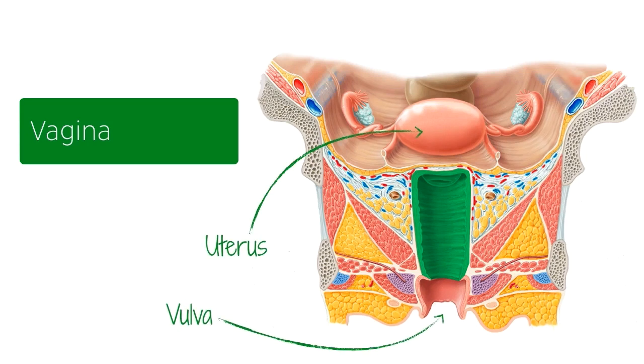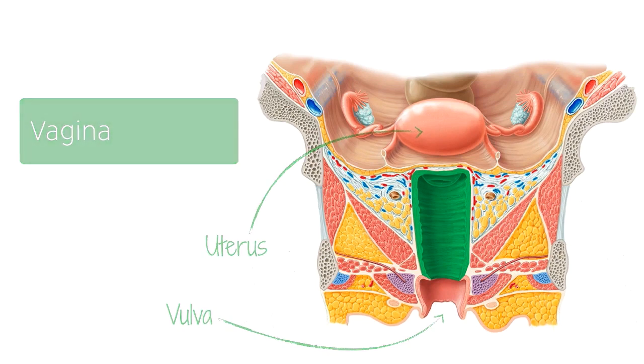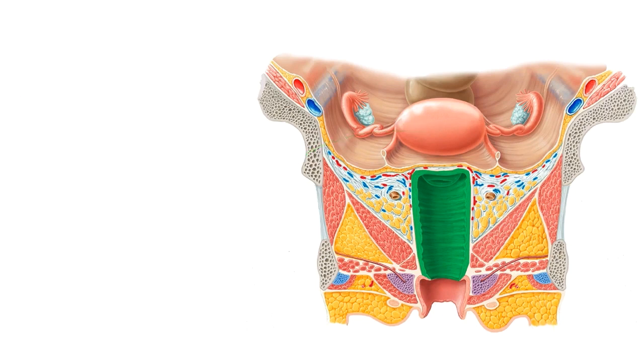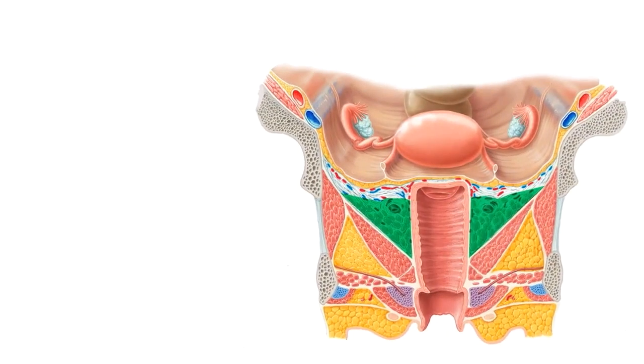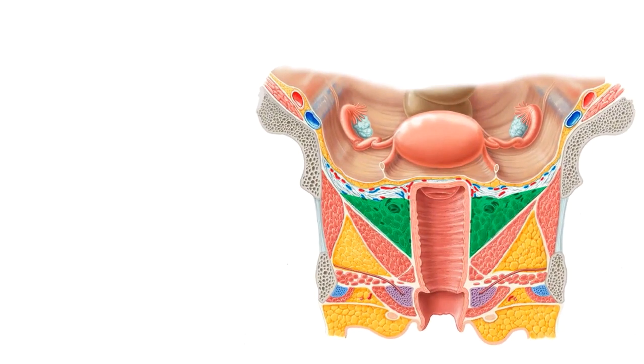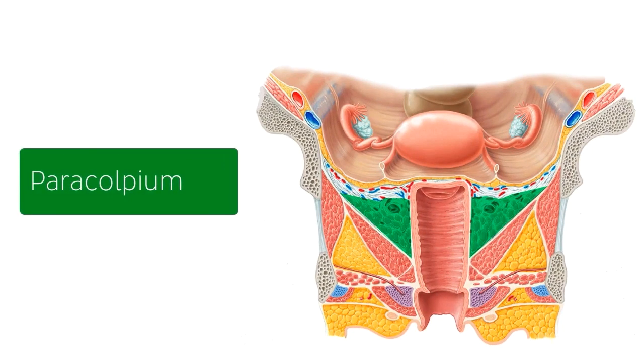So now that we've pointed out the vagina, let's now take a look at the structures that are surrounding the vaginal canal. As you can see, the vagina is surrounded by both fat and several different muscles, so we'll approach the structures closer to the uterus first before moving on to structures closer to the vulva in a medial to lateral approach. The tissues surrounding the vagina are referred to as the pericolpium. As you can see, the pericolpium mostly consists of fat, connective tissue, and vasculature.